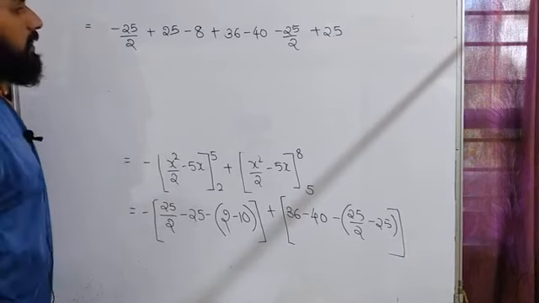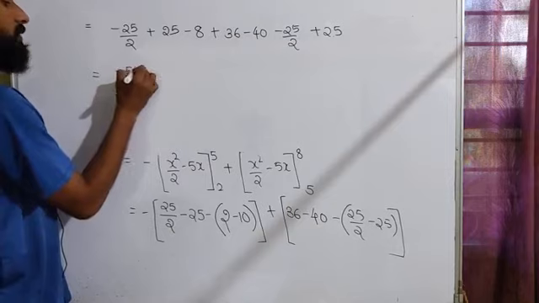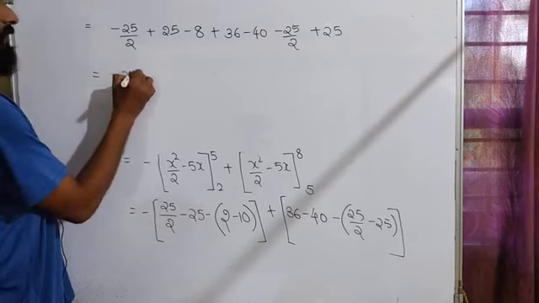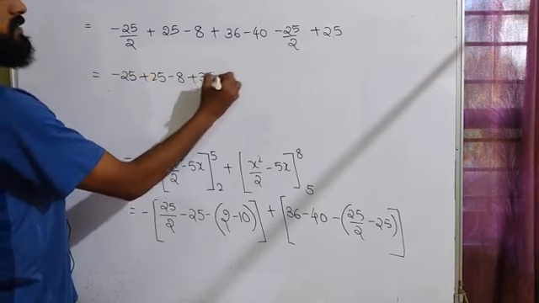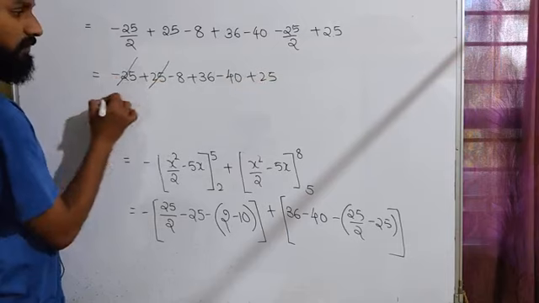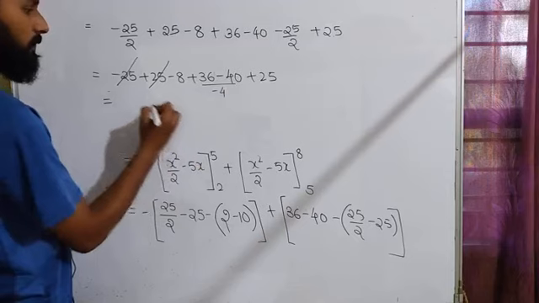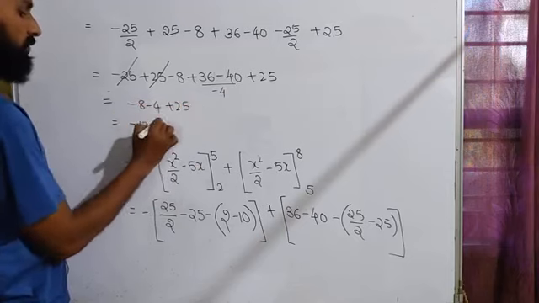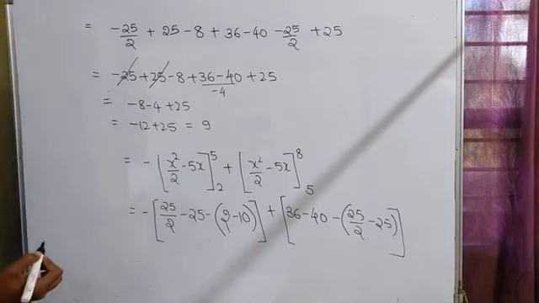Let's calculate it again. So this will be minus 25 by 2, minus 25 by 2 will be minus 50 by 2, which will be minus 25, right? So this is minus 25, and here we have plus 25. This is minus 8, this is plus 36, minus 40 and plus 25. So these two cancel each other, isn't it? So this will give me minus 4. Yeah, so minus 8 minus 4 plus 25. So this will be minus 12 plus 25, which gives me 9 as the answer.